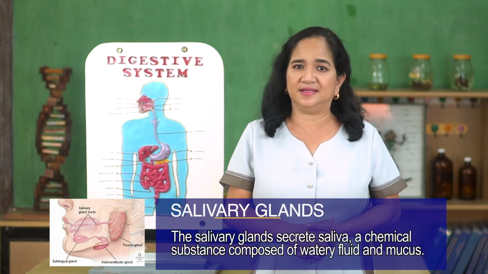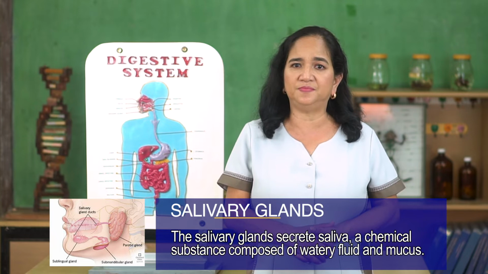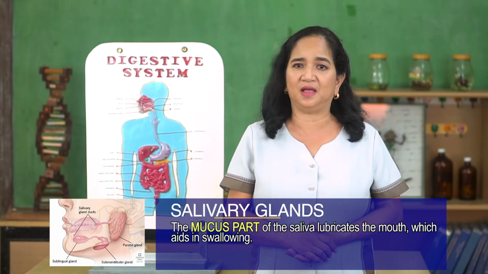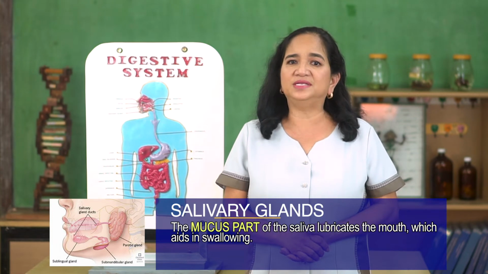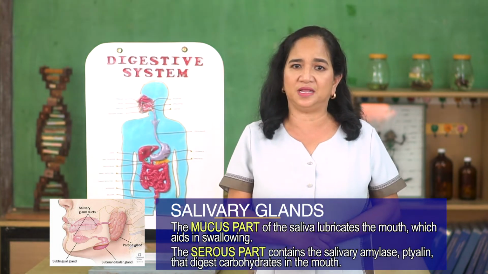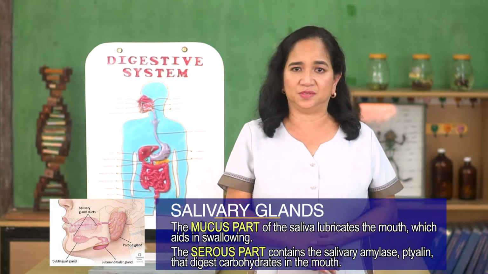The salivary glands secrete saliva, a chemical substance composed of watery fluid and mucus. The mucus part of the saliva lubricates the mouth, which aids in swallowing, while the serous part contains the salivary amylase, ptyalin, that digests carbohydrates in the mouth.